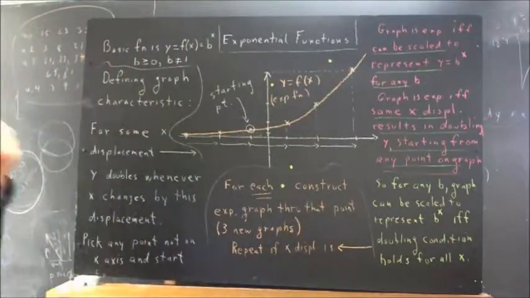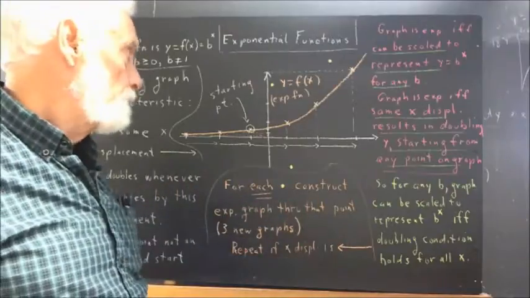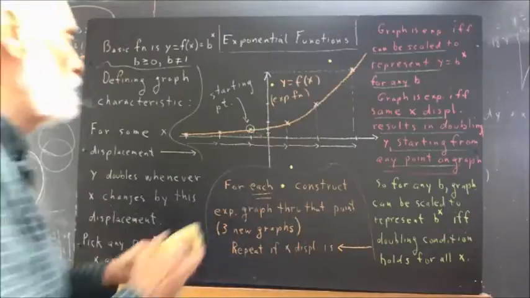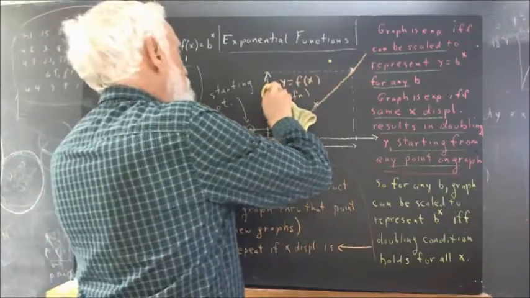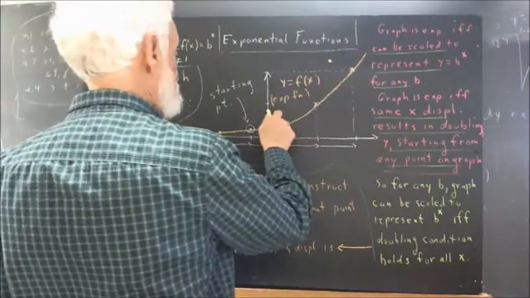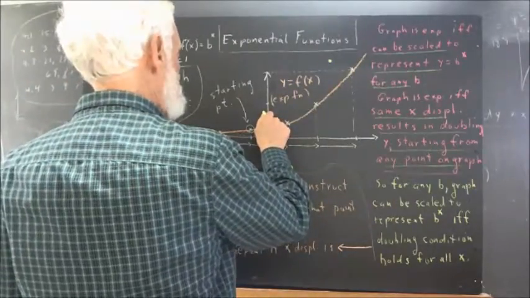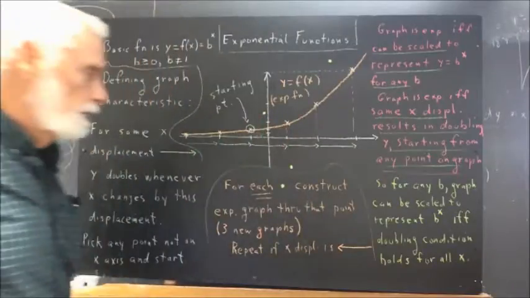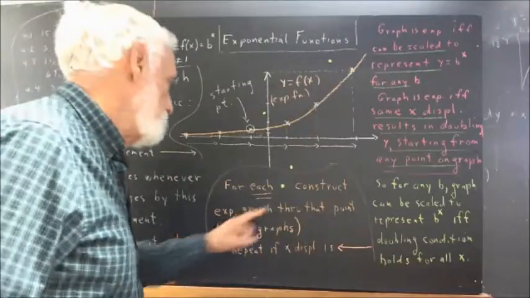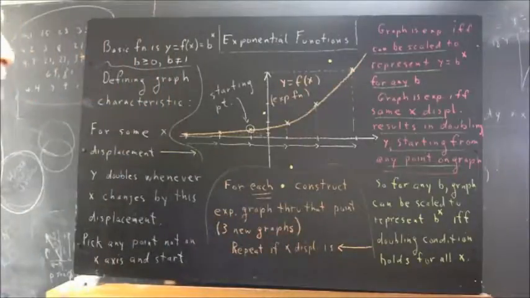Okay, so we want to construct exponential graphs for each of these points, and I'm actually going to move that point. I don't like where I put that one. So I'm going to get rid of that. Should have planned this out a little better to start with, but I'm going to put it down here. Okay? So, got 3 dots, construct exponential graphs through each of those points.